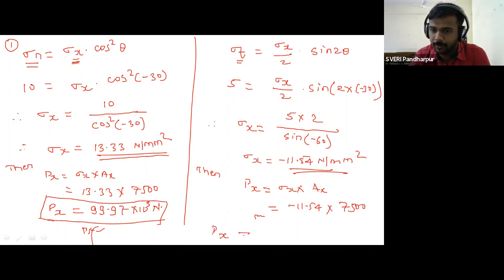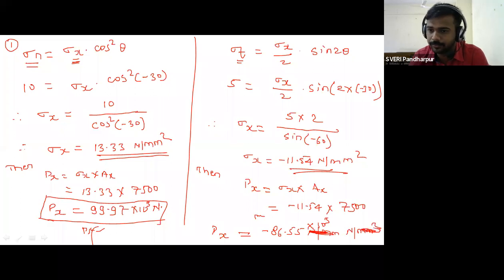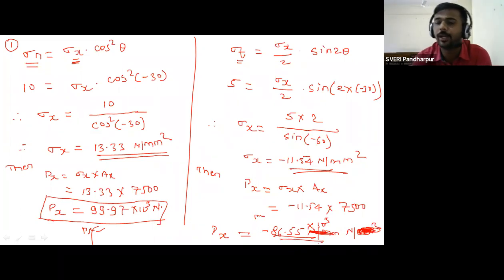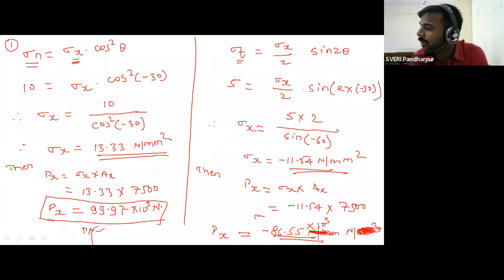So Px is equal to how much? Minus 86.55 into 10 raised to 3 Newton. Sorry, this is the force, so minus 86.55 into 10 raised to 3 Newton. So this will be the another force value. So here we got this negative sign due to the theta consideration as a negative.